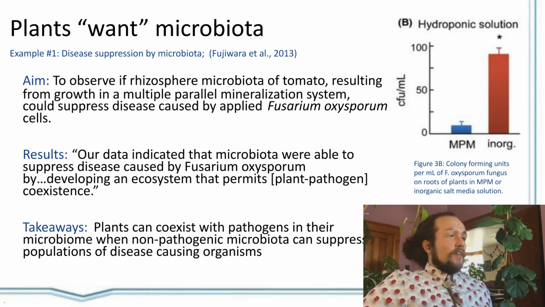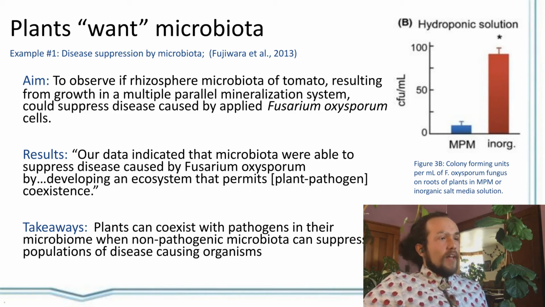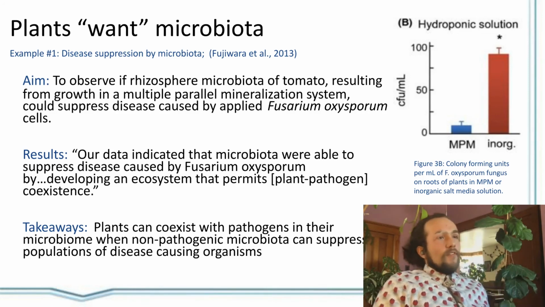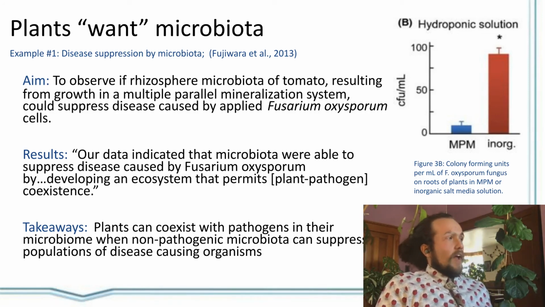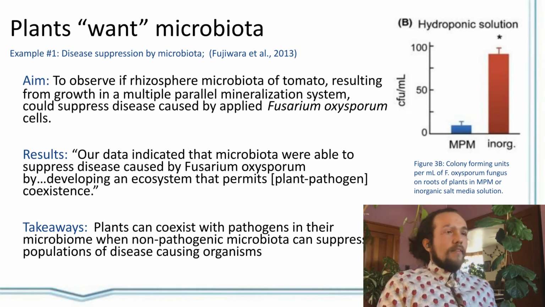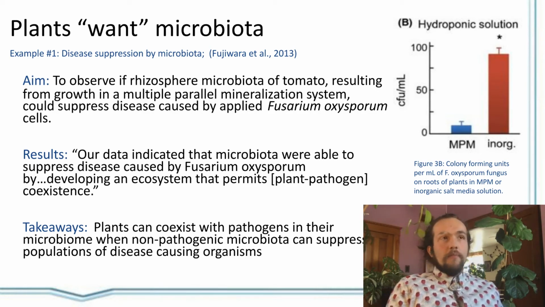So here we are just going to highlight 4 different studies about plants wanting microbiota, just some evidence to suggest that plants are actively trying to recruit their microbial communities, and how when they're not able to do that, their growth can be a little bit stunted in systems that don't have a good selection pool of microbes.